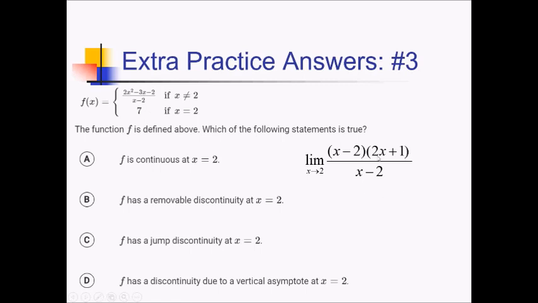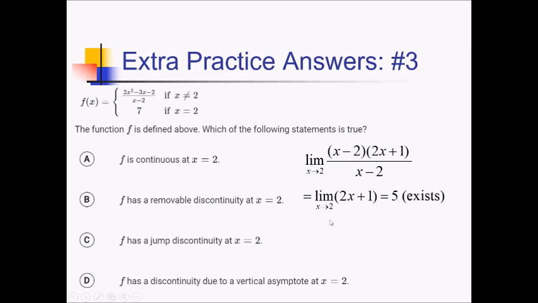We can cancel out these x minus 2's that were giving us trouble. So really, I'm just finding the limit as x approaches 2 of 2x plus 1. So now I can just plug 2 in for x. That's going to be 2 times 2 plus 1, 4 plus 1, which gives us 5. So a couple things come out of this. First off, the limit is 5. This is heading towards 5. Second, the limit exists because it's a constant.